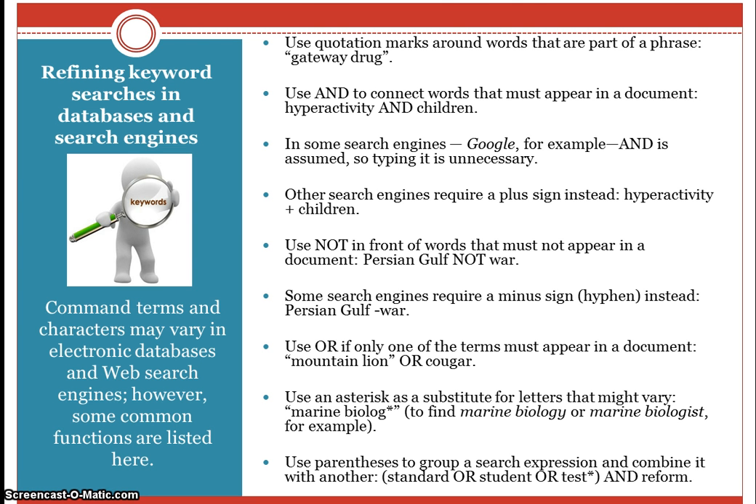Use "not" in front of words that must not appear in a document. Some search engines require a minus sign instead. Use "or" if only one of the terms must appear in the document. Use an asterisk as a substitute for letters that might vary. Use parentheses to group a search expression and combine it with another.